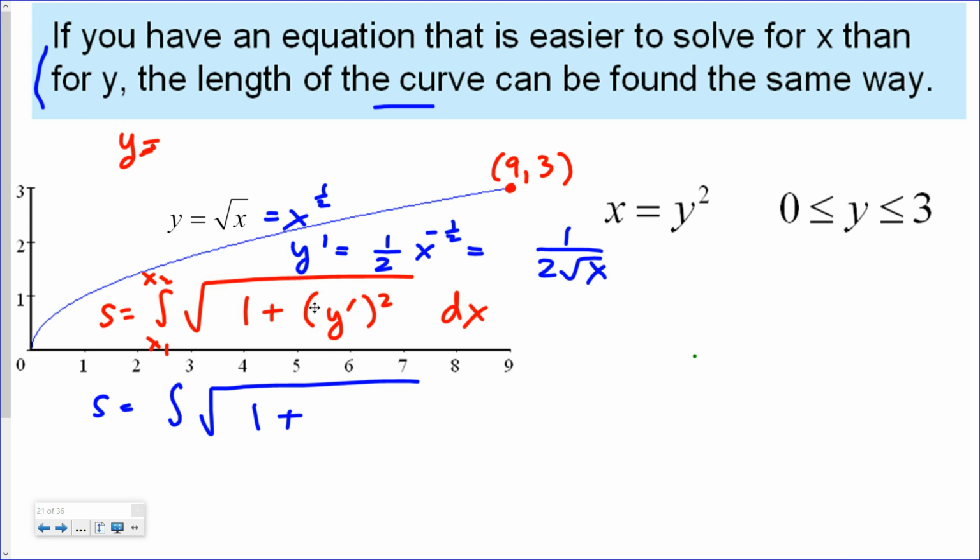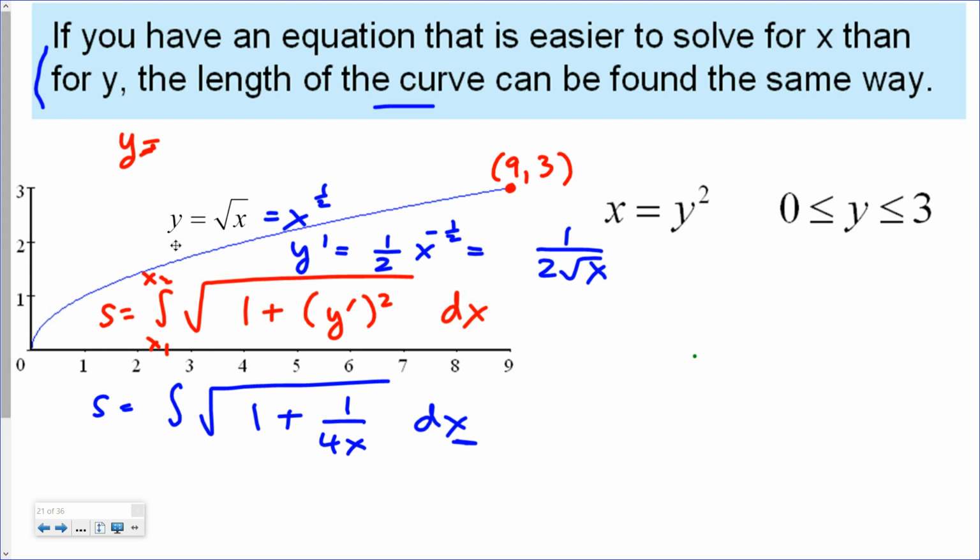But guys, I got to square it. A lot of times students forget to square it. What's the square of 1/2 square root of x? Do you agree it's 1 over 4x? Maybe? Okay. And this is a dx problem.